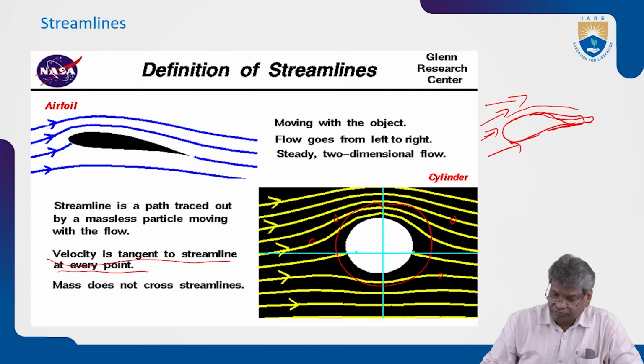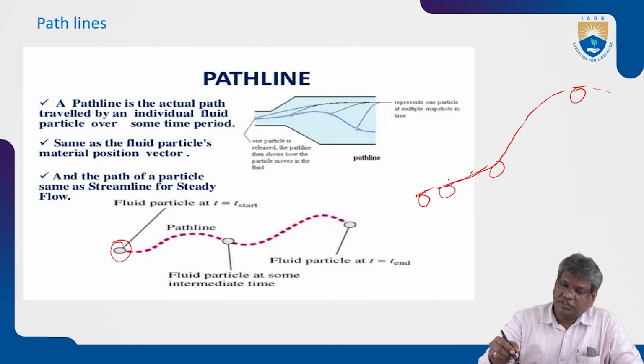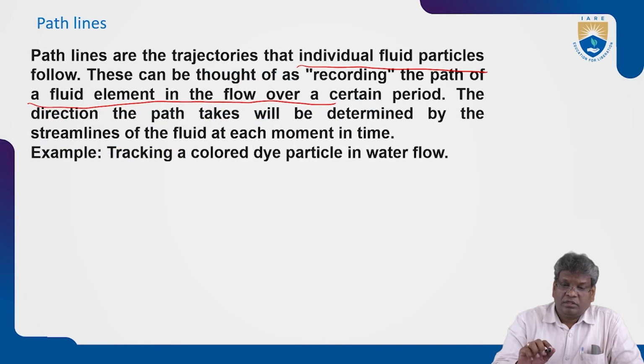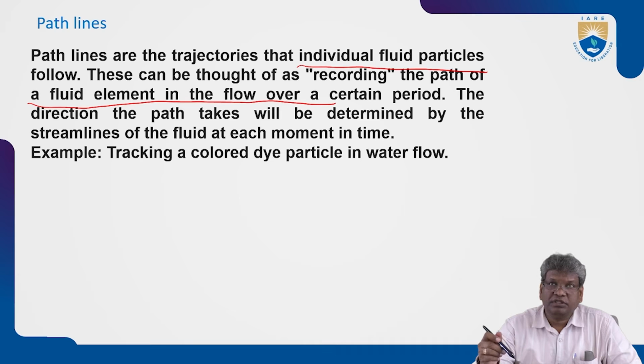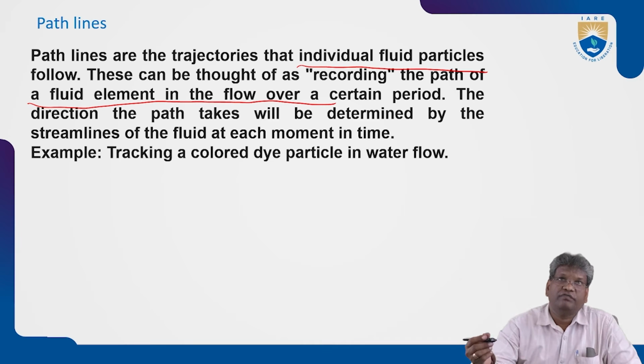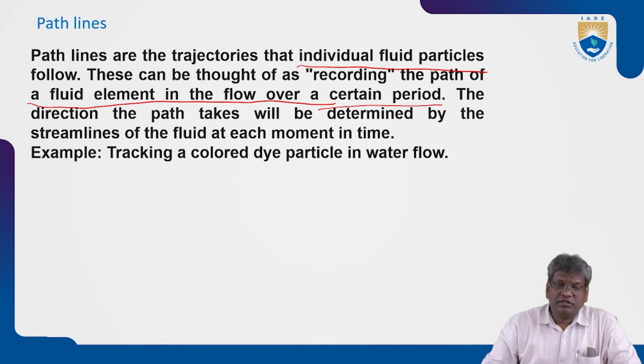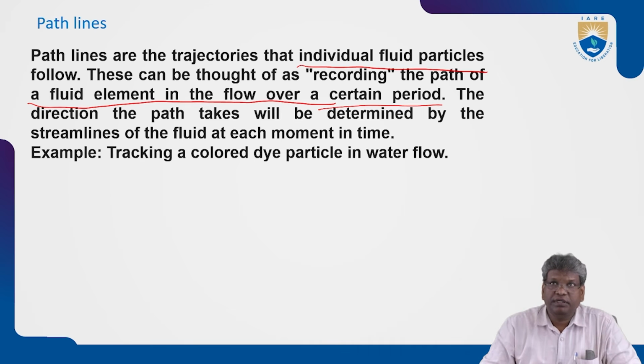Suppose at first time t seconds it is here, and after a few seconds it may reach somewhere here. That is why the path traced by the individual fluid element is the pathline. So the path traced by the fluid particle in a certain period is known as a pathline. The direction the pathline takes will be determined by the streamlines of the fluid at each moment in time.